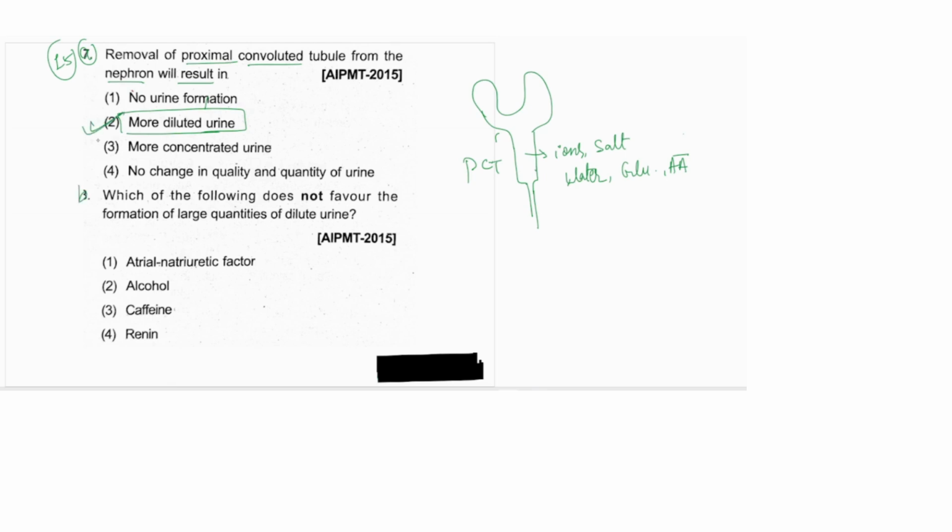Then next: which of the following does not favor the formation of large quantities of diluted urine? ANF does cause diluted urine, because it decreases the blood pressure. Low blood pressure causes dilution. They are asking which one does not form large quantities of diluted urine, meaning which one will cause concentrated urine. That is what they are asking in the question.